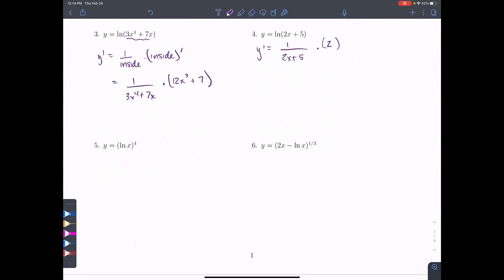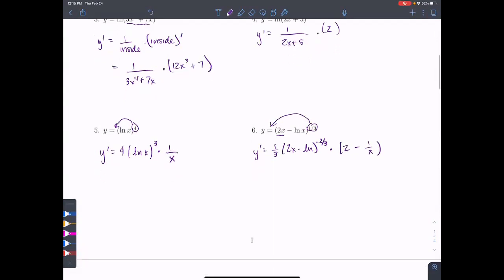Number 5, we have this chain rule thing. So y prime is going to be exponent down front, decrease it by 1, times the derivative of what's inside. And then another chain rule in number 6. So y prime is going to be exponent down front, decrease it by 1, times the derivative of what's inside. So that would be 2 for the derivative of 2x minus 1 over x. Again, we do not need to simplify, so that is good enough.